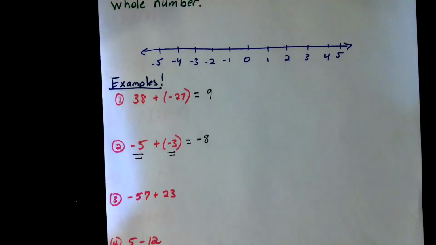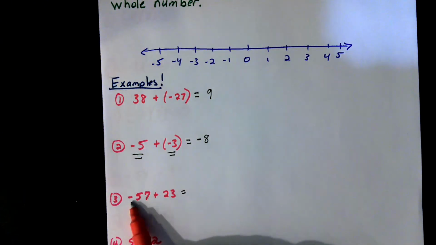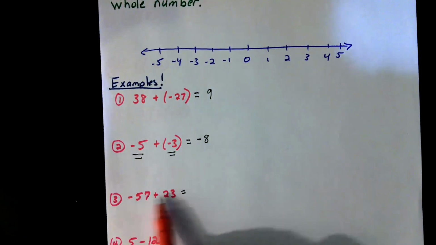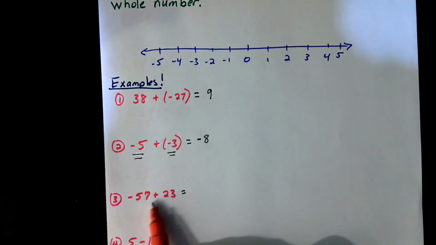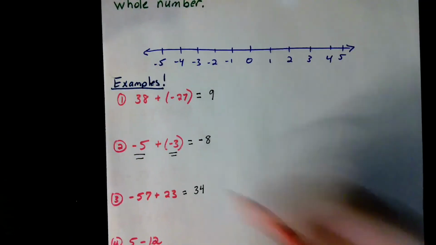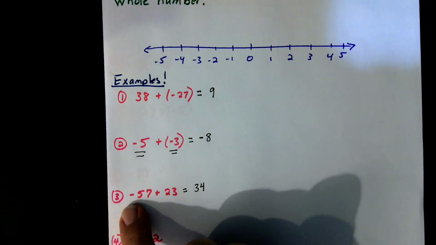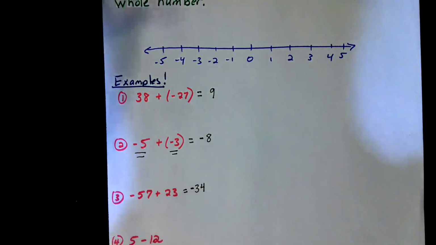Then we have negative 57 plus 23. The 57 is negative, the 23 is positive. Since their signs are different, we take the difference of the numbers. So the difference of 57 and 23 is 34. And take the sign of the larger number. The larger number is 57, and it's negative. So my answer is going to be a negative 34.